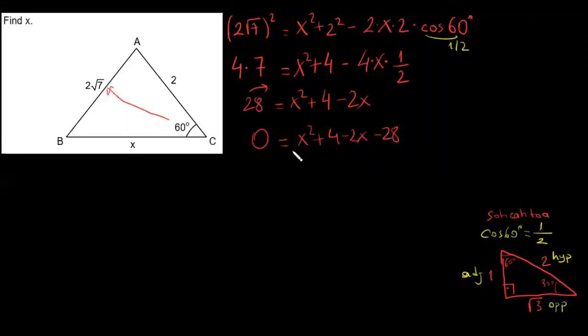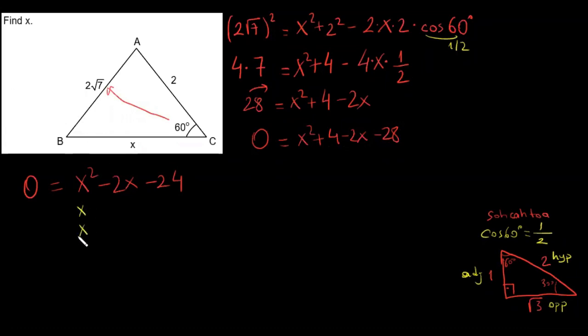So now let's rewrite this expression in the form of ax squared plus bx plus c. So 0 is equal to x squared minus 2x plus 4 minus 28. I'm combining the like terms. 4 and minus 28 are like terms. So plus 4 minus 28 will be negative 24. So this is a quadratic equation. I have to solve this quadratic equation.